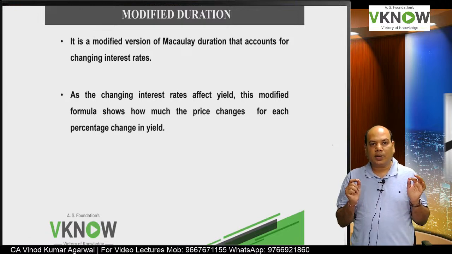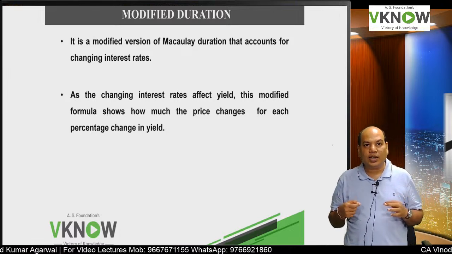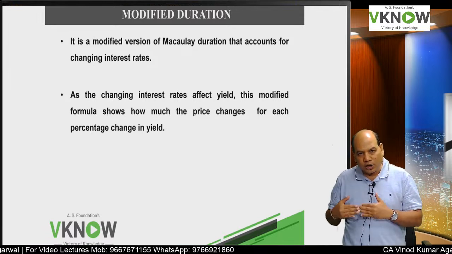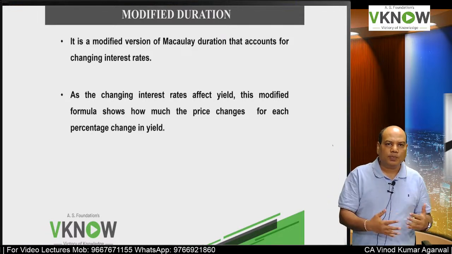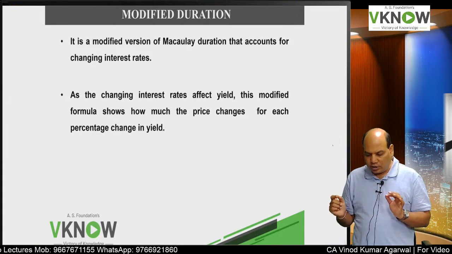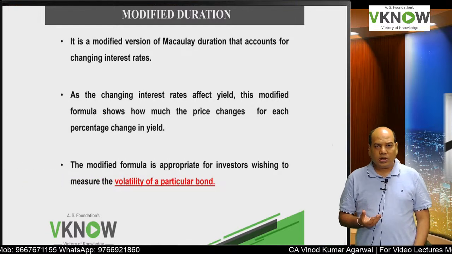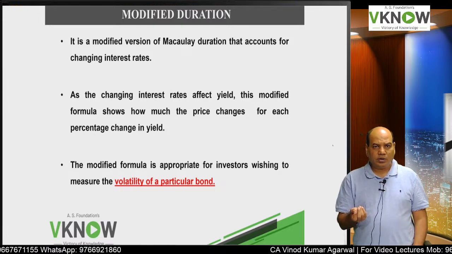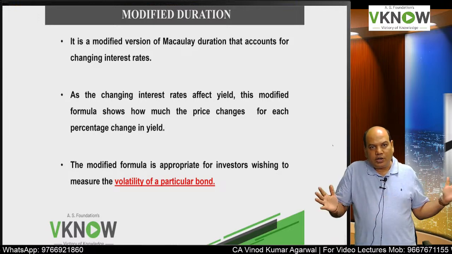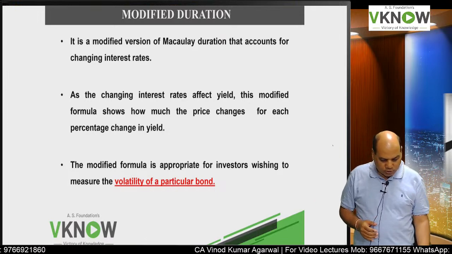I am using the word approximately because modified duration does not give you an accurate answer. It gives you an approximate answer as long as the change in YTM is not very high. If the change in YTM is low, like 0.1%, 0.2%, then modified duration is very close to the accurate answer. But if the change in YTM is higher, then modified duration does not give you an accurate answer.